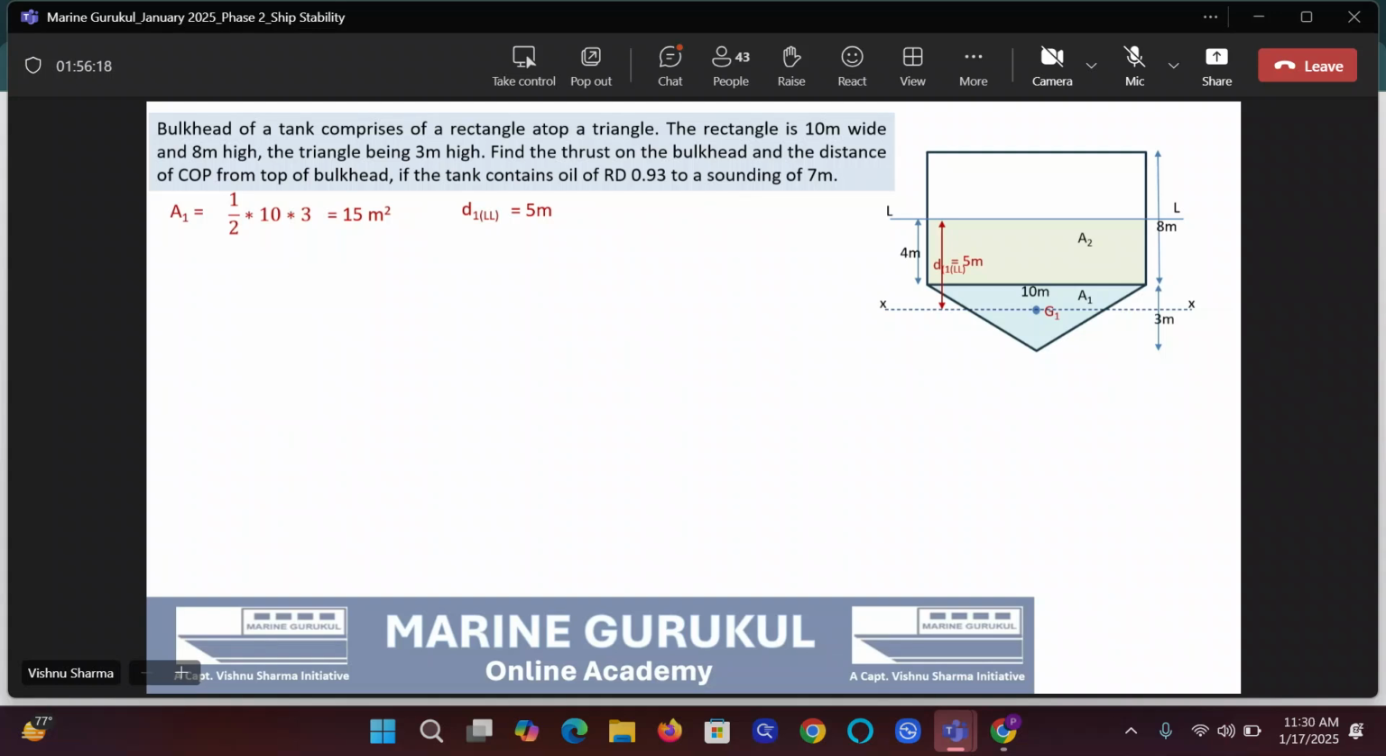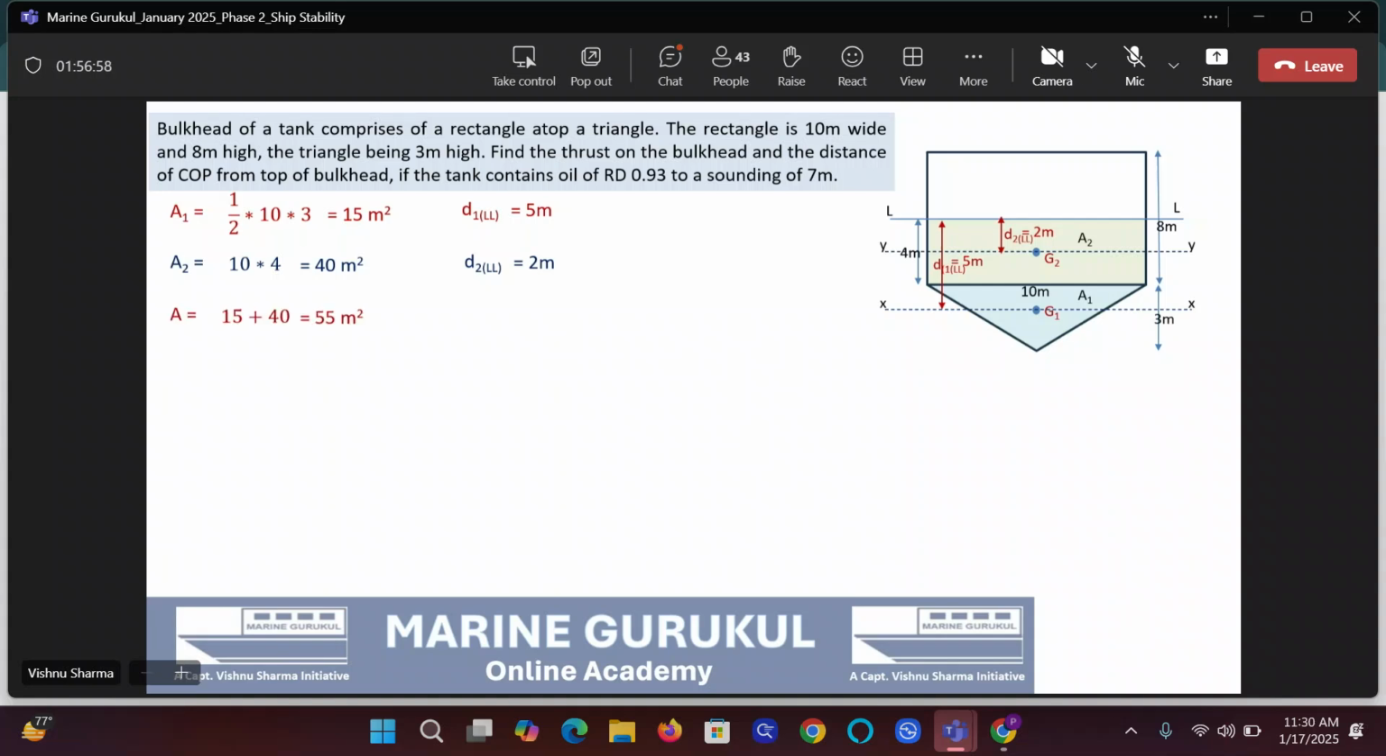What is area 2? Somebody has already said 40 square meters, so I'll not waste time on that. Please mark G2, the geometric center of area 2, and give me D2LL. How much is D2LL? 2 meters. Mark G2, D2LL 2 meters. Very good, correct. Now, D2LL is 2 meters. Guys, what is the total immersed area? 55 square meters, correct? Yes, sir.